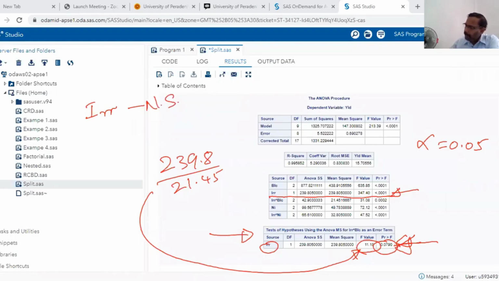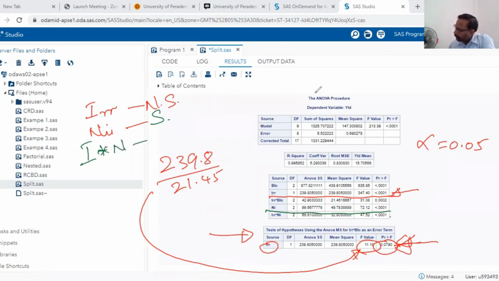What about the second one, nitrogen? Whether nitrogen is significant or not. Look at the nitrogen here. Nitrogen, okay, that is significant. I'll put it as significant. Then irrigation into nitrogen, whether that is significant. That is also significant. You see, this is the story in this split plot design.